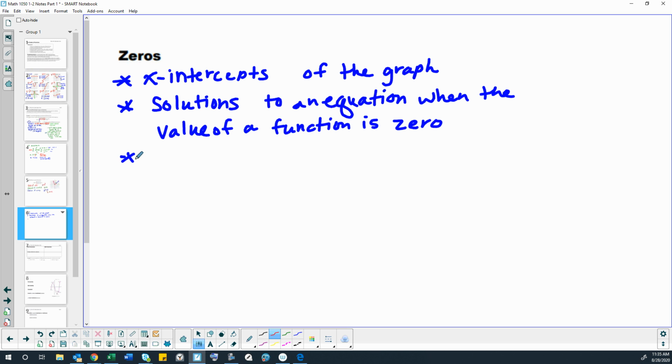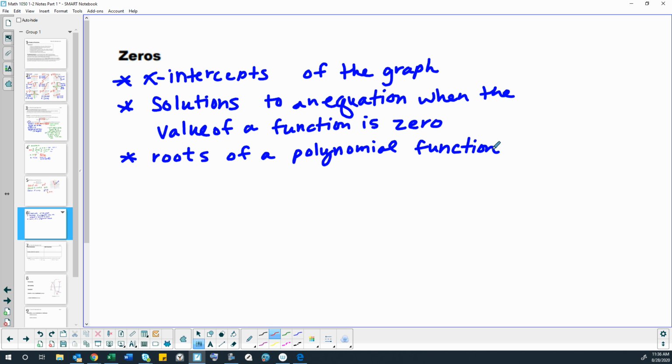Another name we sometimes use for zeros is the word roots, because the zeros give us the roots of a function or of a polynomial function, and we can use those roots to create the function itself if we don't know what it is. We'll be doing more of that in chapter 2.